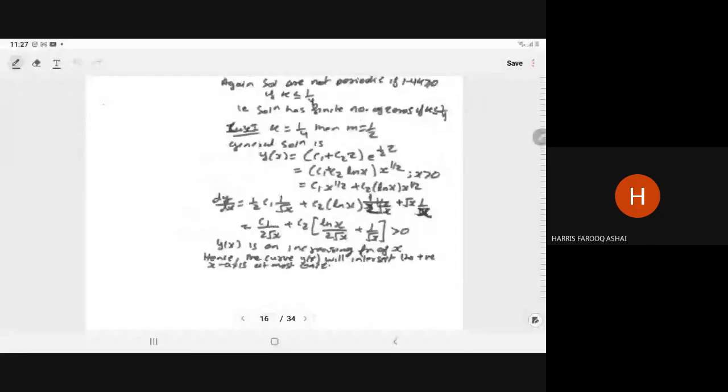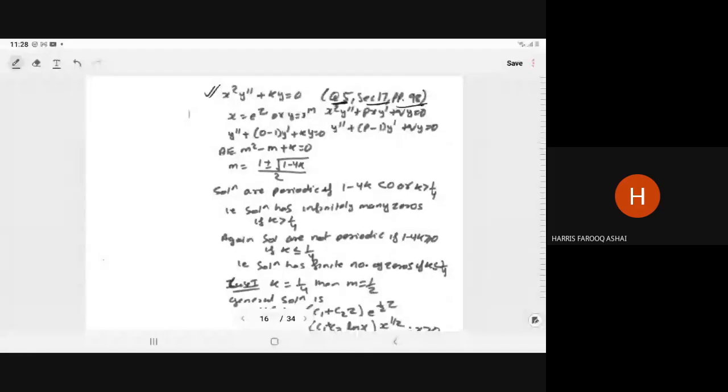So Euler's equation is nothing but the same equation we have written in this form: x square y double dash plus k y is equal to 0. You have already studied Euler's equation. It is question number 5 of section 17 on page 98. The Euler's equation is x square y double dash plus p x y dash plus q y is equal to 0, where small p and small q are constants.